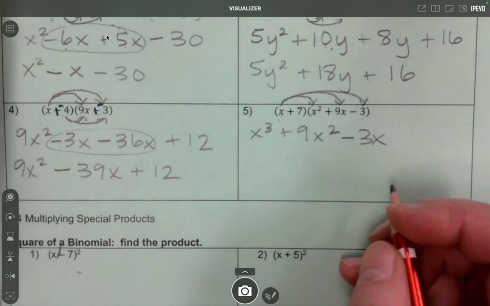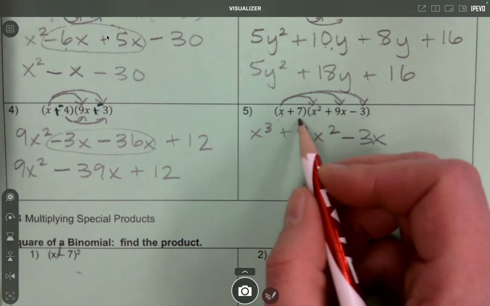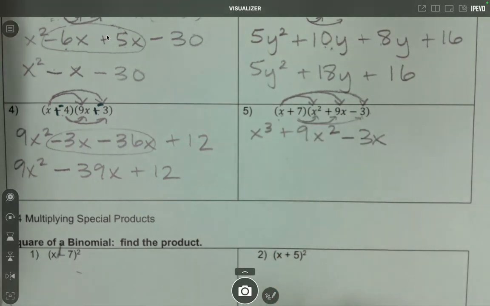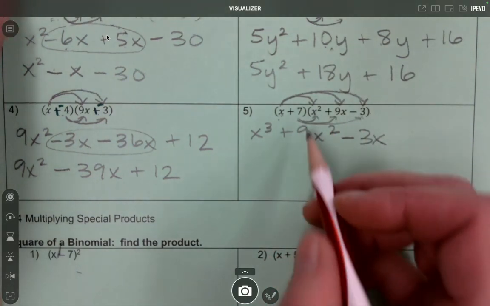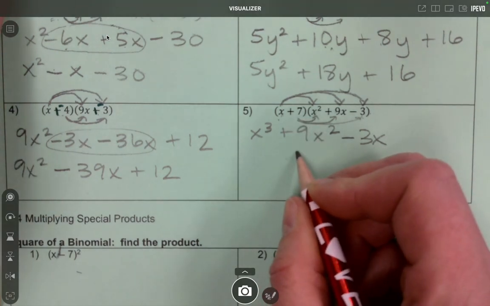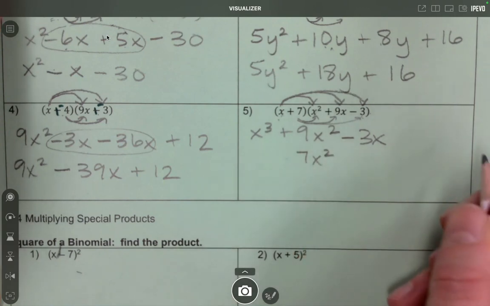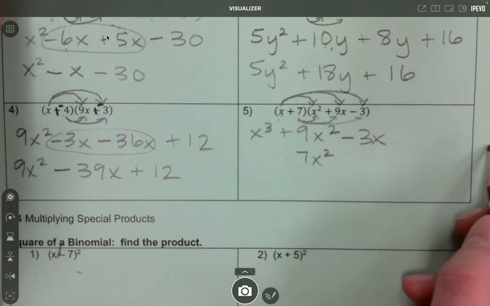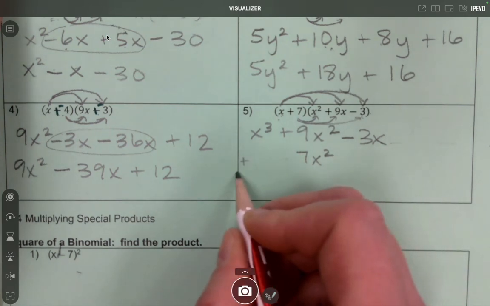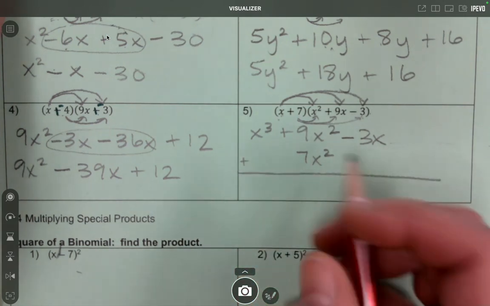So now I'm going to go through and distribute 7. So I want to multiply 7 times the x squared, the 9x, and the 3. And I'm going to use this vertical format too. So when I multiply 7 times x squared, I get 7x squared. I'm going to write it underneath my 9x squared. And that's for a couple reasons. I don't have probably enough space to keep going here. And also, we like that vertical format. We like to be able to just add everything together.